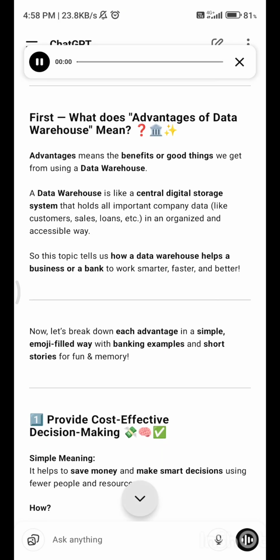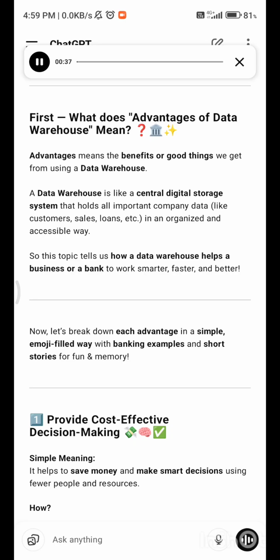Great. Let's dive into 1.3.6, Advantages of Data Warehouse from your Business Analytics MBA Semester 2 subject. First, what does advantages of data warehouse mean? Advantages means the benefits or good things we get from using a data warehouse. A data warehouse is like a central digital storage system that holds all important company data, like customers, sales, loans, etc., in an organized and accessible way. So this topic tells us how a data warehouse helps a business or a bank to work smarter, faster, and better.